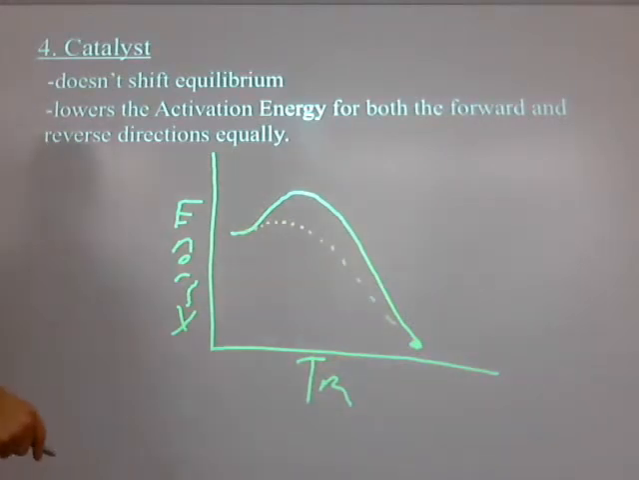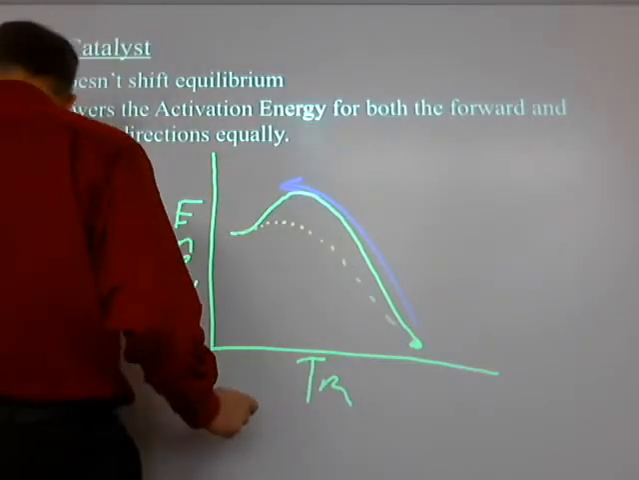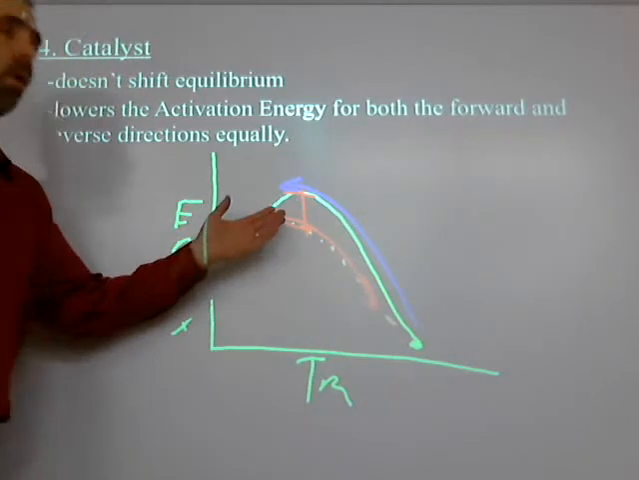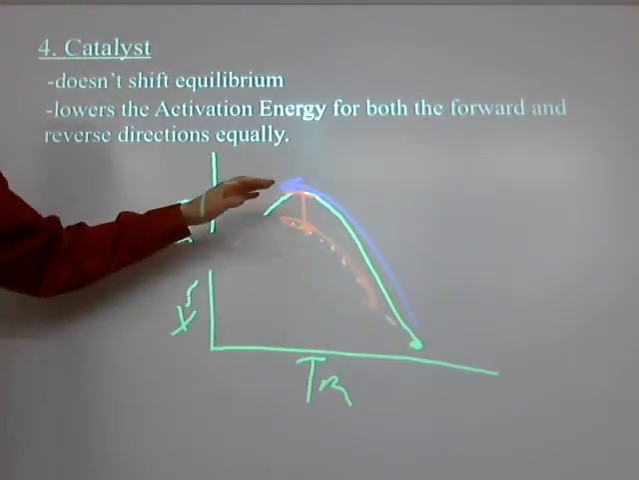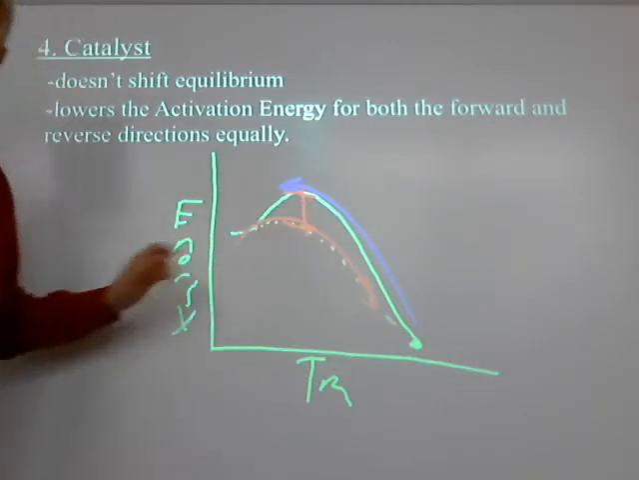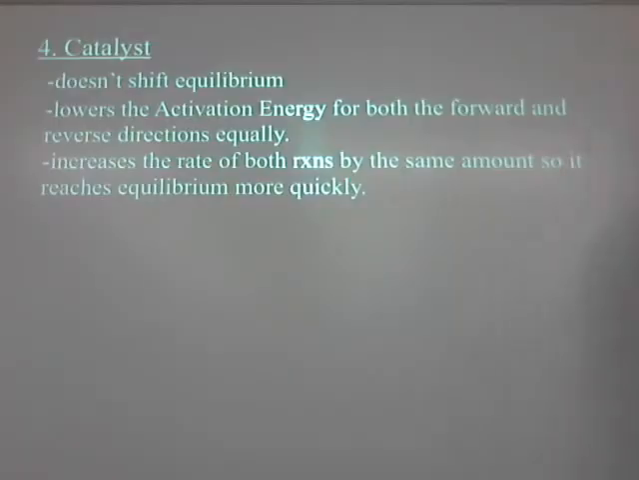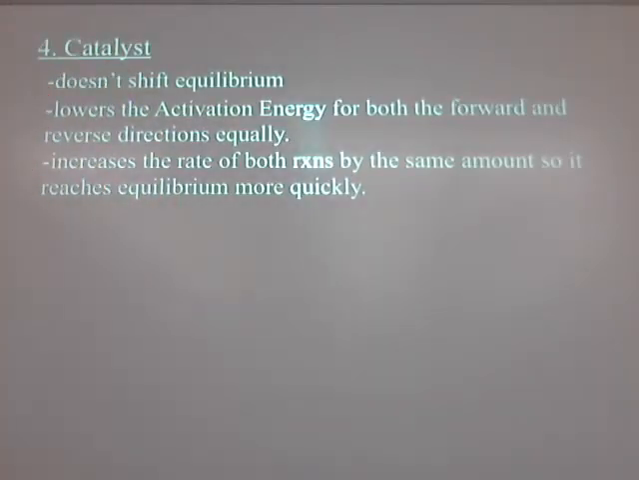Well, the thing is, it's lowered it for the reverse direction the same amount as it's lowered for the forward direction. That's the same amount. So it makes no difference. It's going to not shift the amount you have at the end. It's simply going to make it reach equilibrium faster. That's basically the key. Okay? So it increases the rate of both reactions the same amount, so it reaches equilibrium more quickly. And that's all you really need to know about a catalyst.